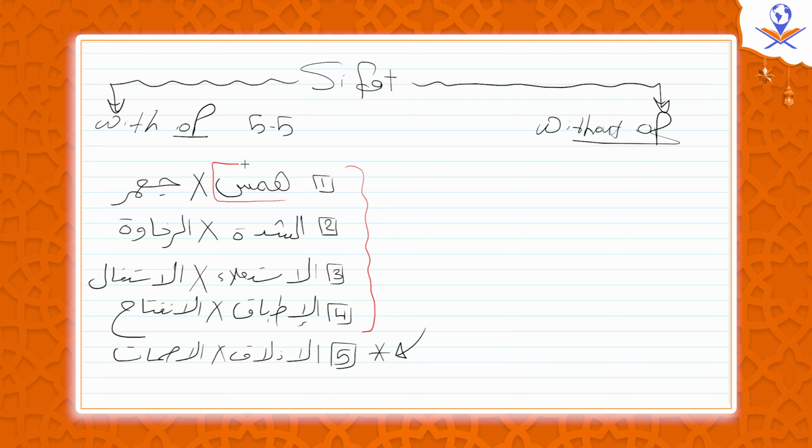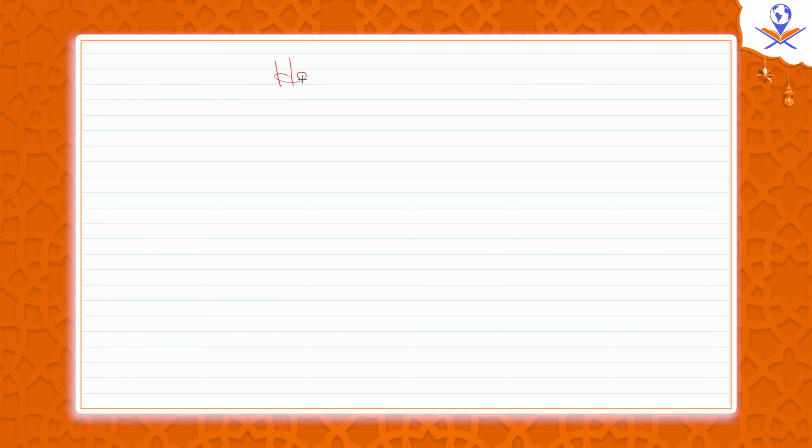So first is Hams, very important. Also Shidda and Rakhawa, very, very important. Then الاستعلاء, استفال, إطباق, انفتاح. Let's start with Hams first. So what is Hams? The word Hams literally means the whisper. Whispering, but actually it's like the airflow. Hams in Tajweed is the flow of air while pronouncing the letter.